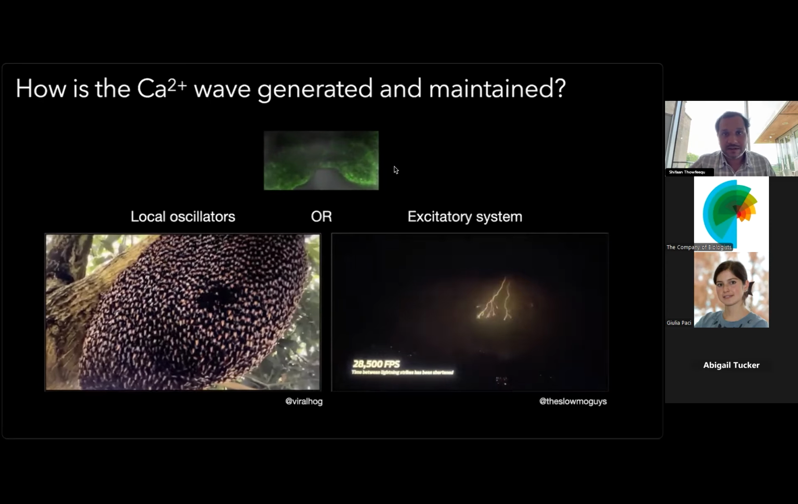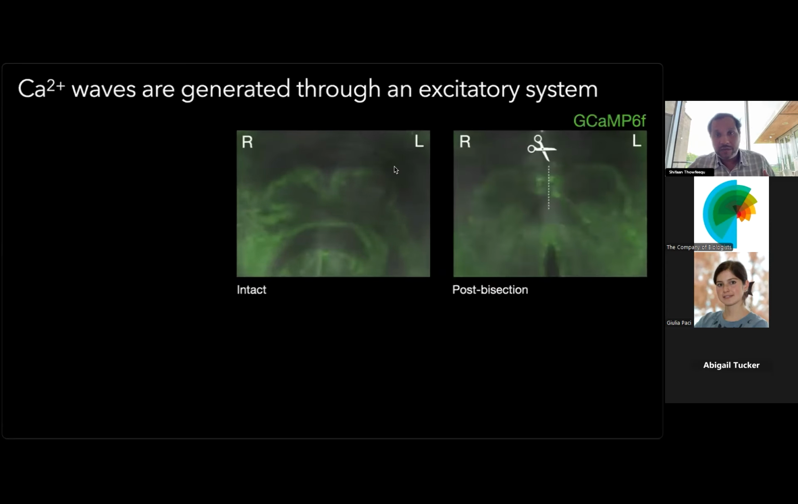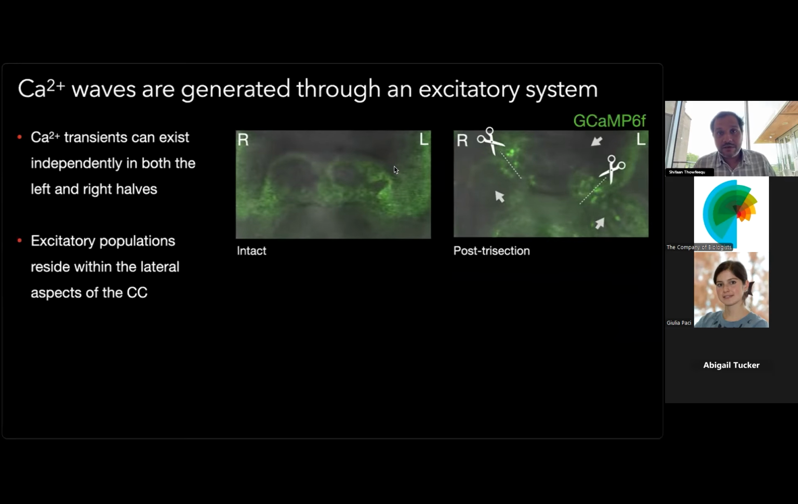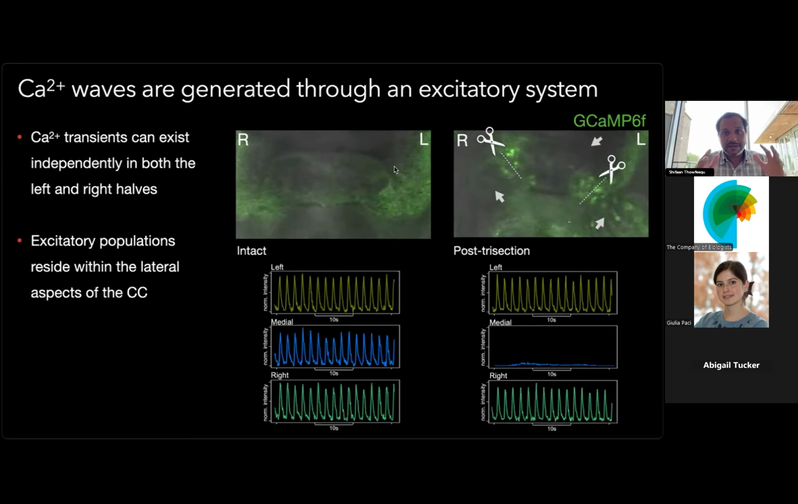In the case of the cardiac crescent, that's exactly what we did. We took the smallest possible scissors available and just made a cut in the middle of the cardiac crescent. And what we saw was that if you cut at the midline, the independent waves can exist in the left and the right. However, if we did a trisection of the cardiac crescent, whereby you separated the medial segment from the lateral aspects of the cardiac crescent, the calcium wave in the medial segment completely disappeared. And here are just traces showing how the medial segment just flatlines after it's separated from the lateral aspects.